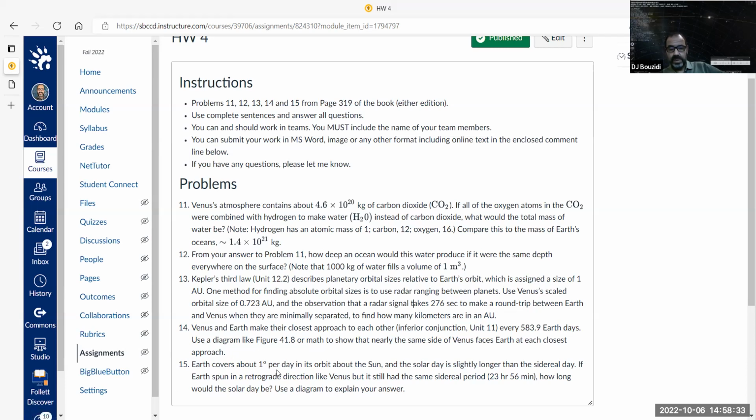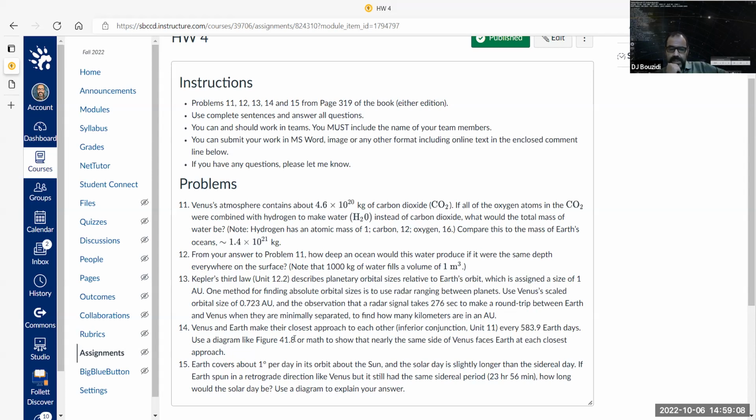Earth covers about 1 degree per day in its orbit, because it takes 365 days to go around the sun once, and the circle is 360 degrees. That's why it's roughly 1 degree per day. It covers slightly less than 1 degree, but it's still roughly 1 degree per day. And the solar day is slightly longer than the sidereal day. Remember, the solar day is 24 hours, whereas the sidereal day is 23 hours and 56 minutes, okay?